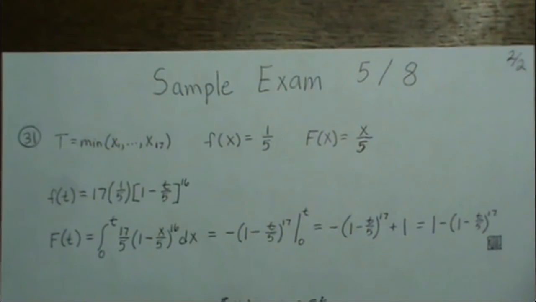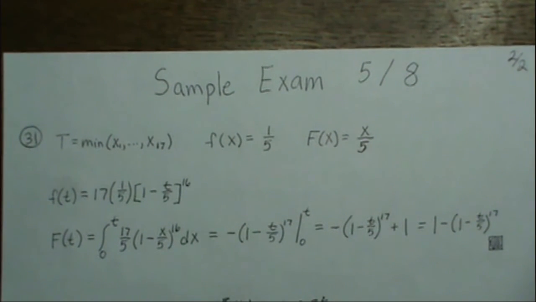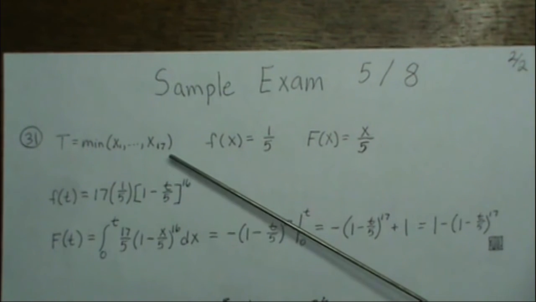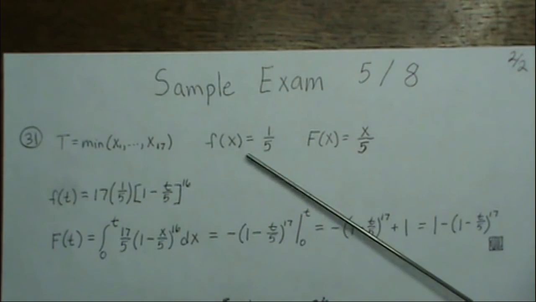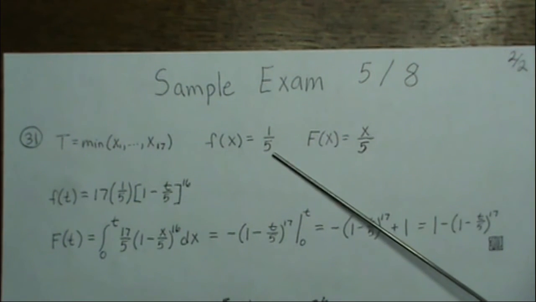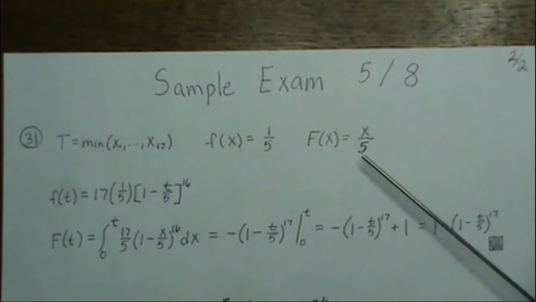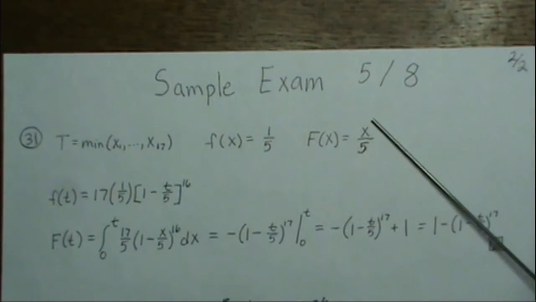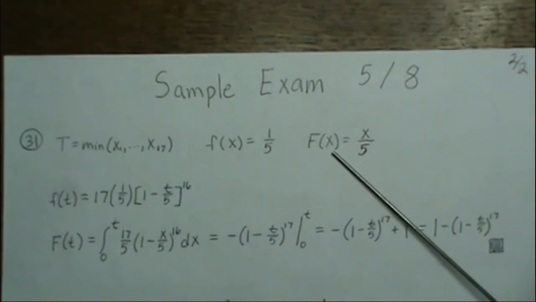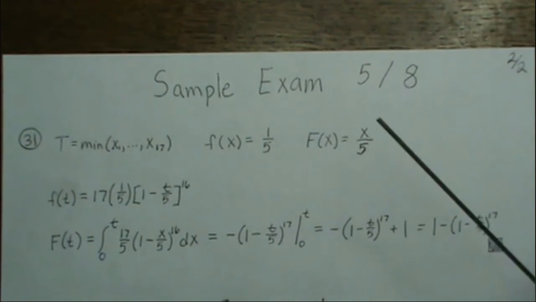So number 31, we have to find the cumulative distribution function for t, where t is the first order statistic, or the minimum. And here we're provided that x is uniform on 0 to 5, and F of x you can find as x over 5. So that's the cumulative distribution function of x, not t.